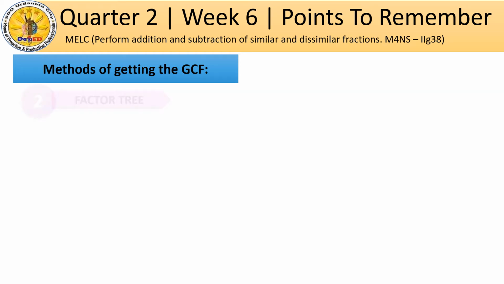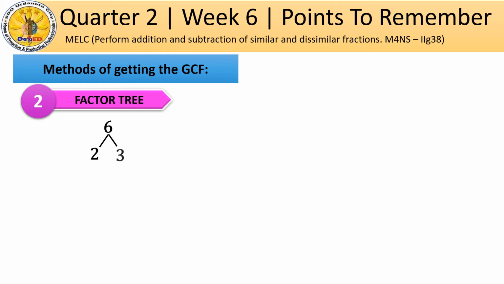Aside from listing method, we can also use factor tree in getting the GCF. So we will write 6 and think of any two numbers that can be multiplied to get 6. So we have 2 times 3. So 2 and 3 are prime numbers. So the prime factors of 6 is 2 times 3. Next is 8. Write a pair of numbers that can be multiplied to get 8. So we have 2 times 4. 2 is a prime number while 4 is a composite number.